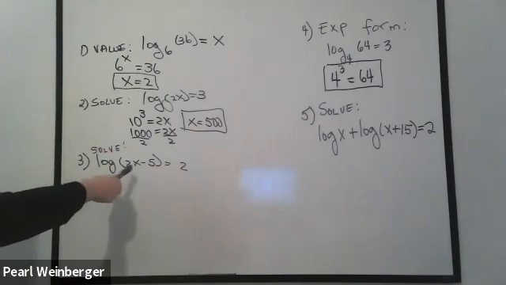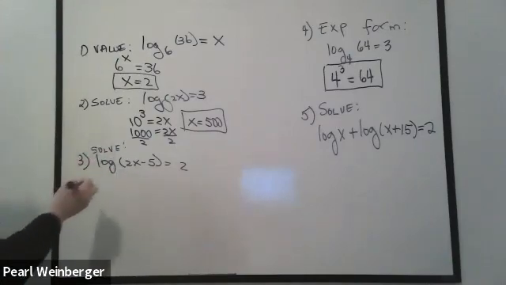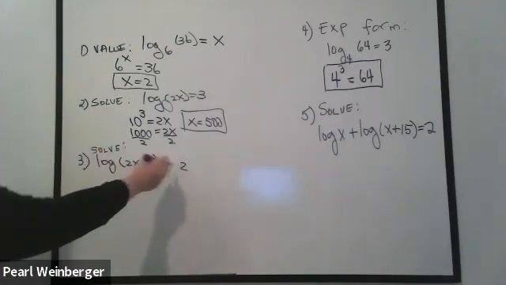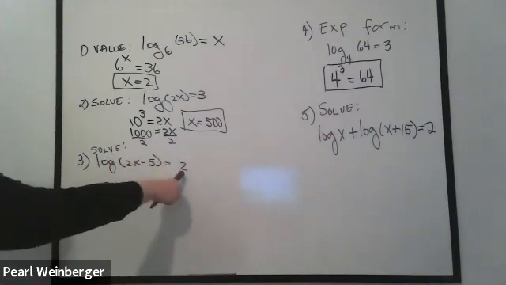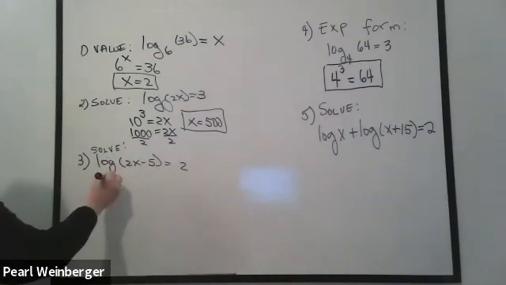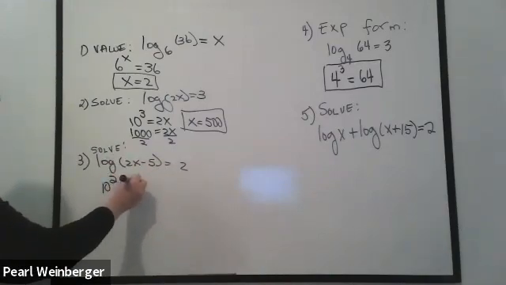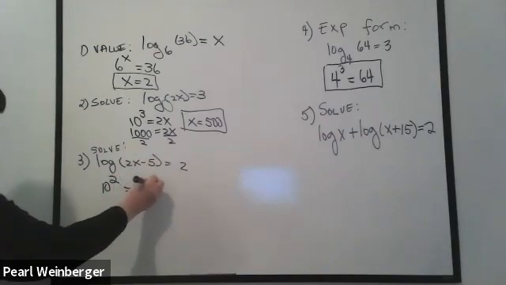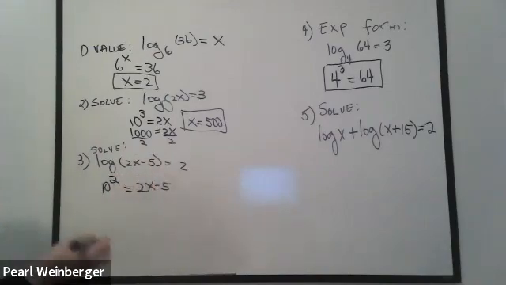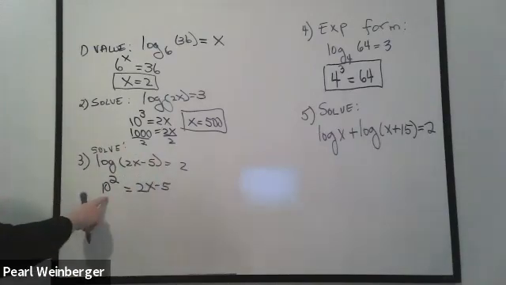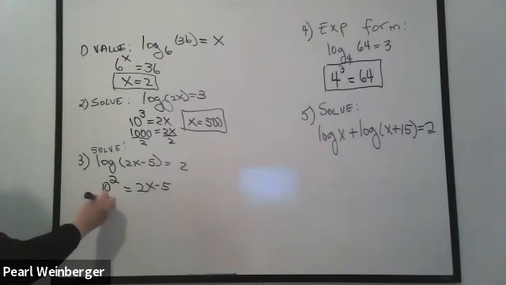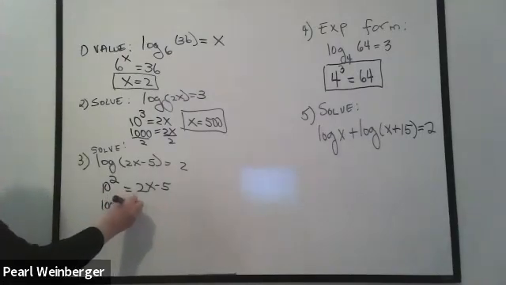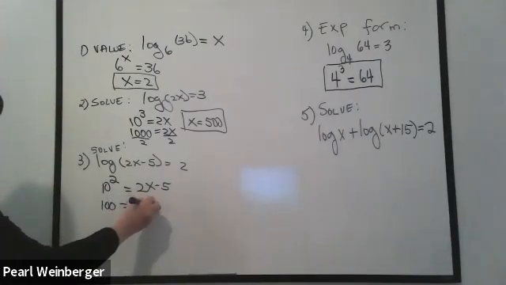It's log without any base written in, so it means my base has to be 10, of 2x minus 5 equals 2. So my exponent has to be the number on the other side. So this is 10 squared equals 2x minus 5. And now 10 squared becomes 100. So 100 equals 2x minus 5.